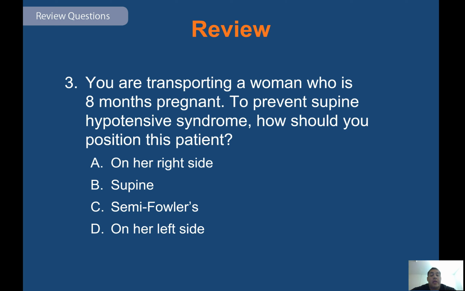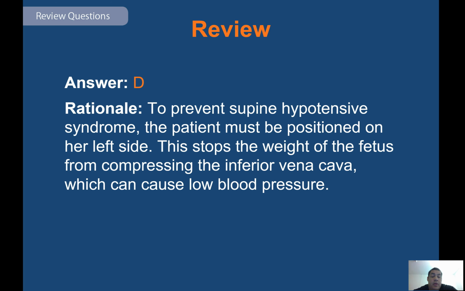You're transporting a woman who's 8 months pregnant. To prevent supine hypotensive syndrome, how would you position this patient? We've talked about this about 3 times, at least. So D, to prevent supine hypotensive syndrome, the patient must be positioned on her left side. This stops the weight of the fetus from compressing the inferior vena cava, which can cause low blood pressure.